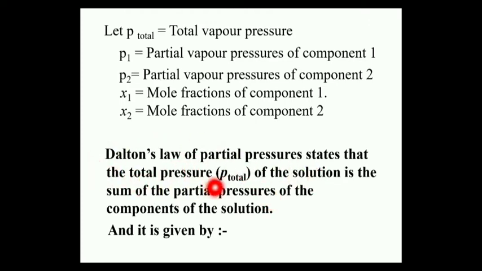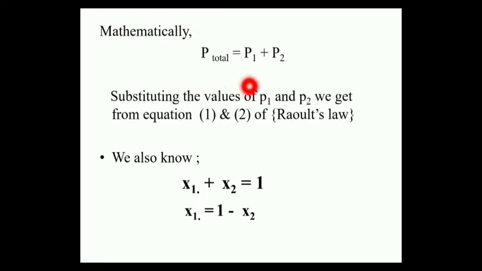It states that the total pressure, that is P total of the solution, is the sum of the partial pressures of the components of the solution. That is, the sum of the partial pressures of the components is giving rise to the total pressure, that is P total. So it is denoted by P total is equal to P1 plus P2. The sum of the individual components gives rise to the total pressure of the solution.